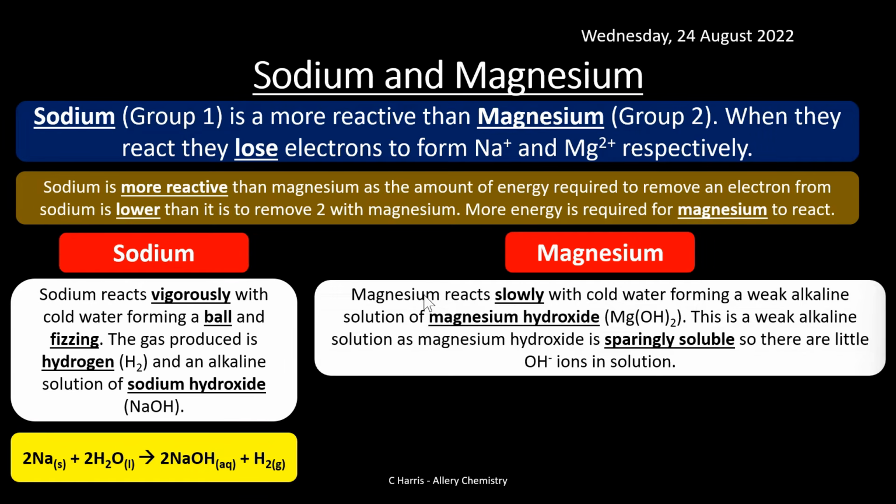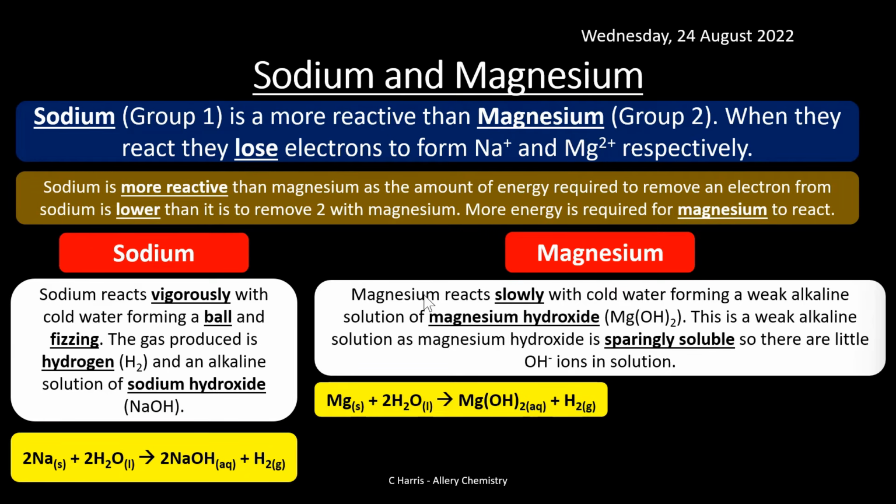So magnesium, if you put that into cold water, it doesn't really react that well. It's not exactly exciting. It just kind of sits in the water. So if you react with cold water, it does form a weak alkaline solution of magnesium hydroxide. Now it's a weak alkaline solution because magnesium hydroxide is actually sparingly soluble, so it doesn't really dissolve, and therefore you don't have many OH- ions floating around in solution, which is important for something being a base.